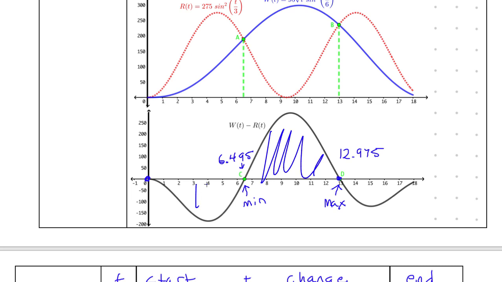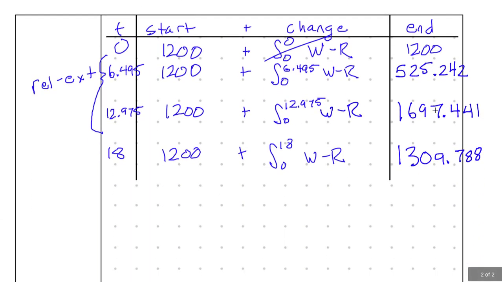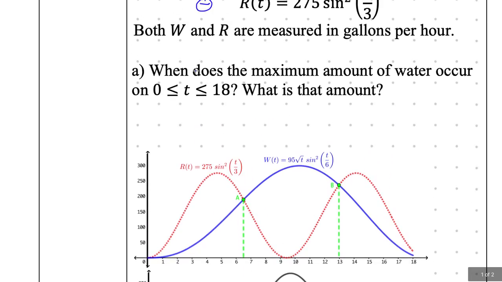And it's pretty clear from our graph, if we're being very analytic about a graph, that this positive area is bigger than the negative area, therefore the maximum has to happen at that time. So just from the graph, if you forgot all of your other mathematics, you can say, well, the area between 0 and 6.495 is less than the area at 12.975, therefore the maximum has to occur at 12.975. That's a good explanation, but even better is just making this table and saying, hey, these are all the possible values, these are all the relative extremas. Therefore the answer, or when the time happens, because it's asking both, right? Part A is asking when does it happen and what is the amount.